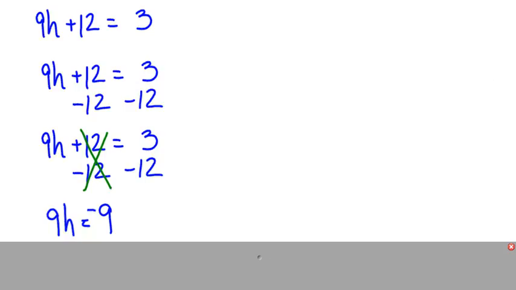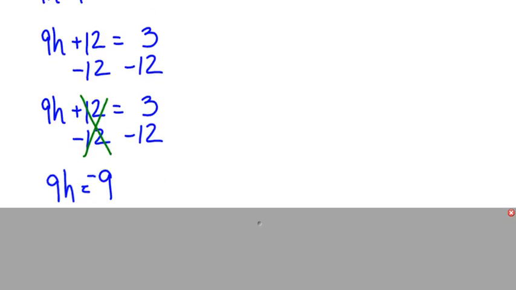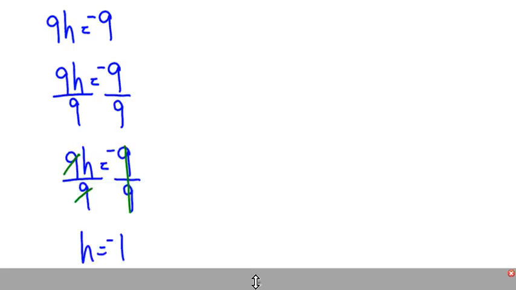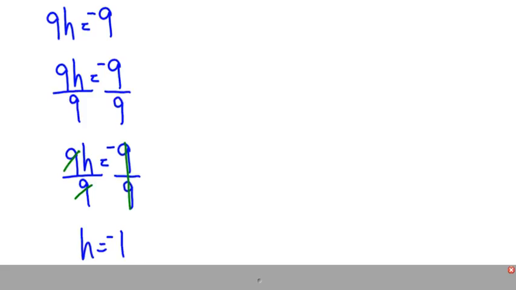In order to get h alone, since it's being multiplied by 9, we're going to undo that by dividing each side of the equation by 9. So h would equal negative 1. Well, that's only if we travel to the left on our number line, but we have another direction to travel as well. We can travel to the right.